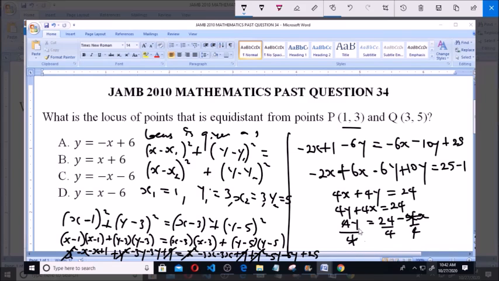So 4 we cancel 4. That's to give us y is equal to, now 4 in 24 will give us 6, minus 4 we cancel 4 to give us x. So we can now say y is equal to 6 minus x, or y is equal to minus x plus 6, and that is option A. So this is the locus of the points that is equidistant from the points given. So the answer is y is equal to minus x plus 6.